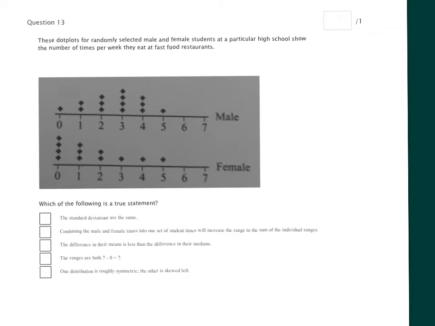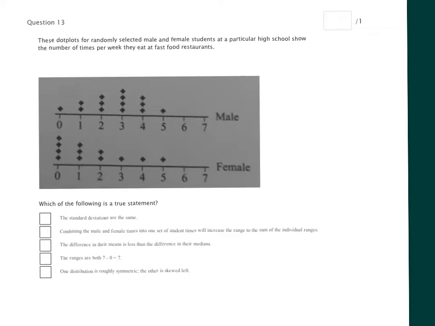Okay, so it says these dot plots for randomly selected male and female students at a particular high school show the number of times per week they eat at fast food restaurants. Which of the following is a true statement? The standard deviations are the same. I don't know about that.